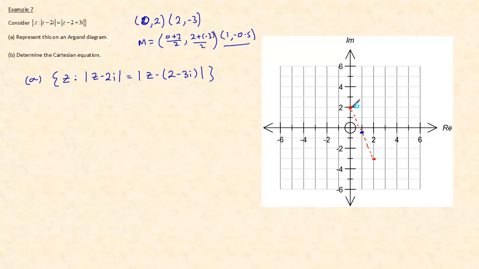Then the gradient of this one, so if we go 2 across, we're going 5 down, so that's negative 5 over 2. So the gradient of this one has got to be 2/5. And that means if we go 5 across, we go 2 up. So 1, 2, 3, 4, 5. 1, 2. So what we want is a straight line that goes through those 2 points, like so.